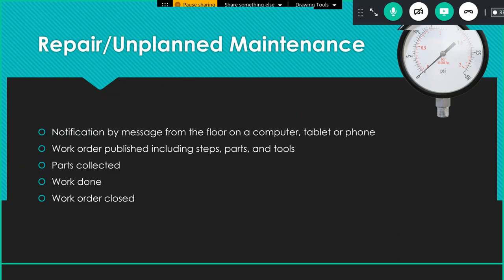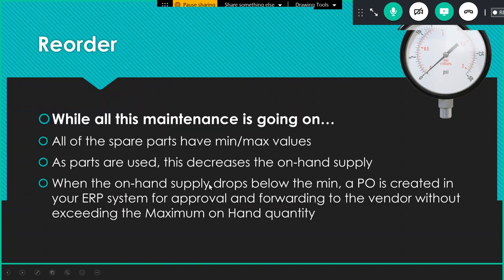The notification can come from anywhere. It can come from a computer. It could come from a tablet. It could come from a phone. The work order, again, is published with the steps, the parts, the tools. The parts are collected, the work is done, and the work order is closed. And you've already seen what a work order looks like, and so you know the steps, the parts, etc. are included. Now, during all this time, we're managing our spare parts inventory.